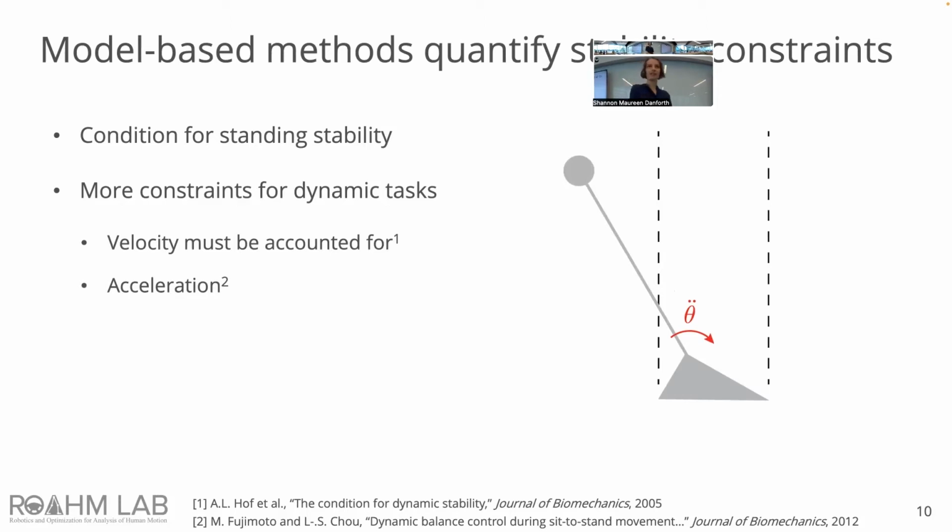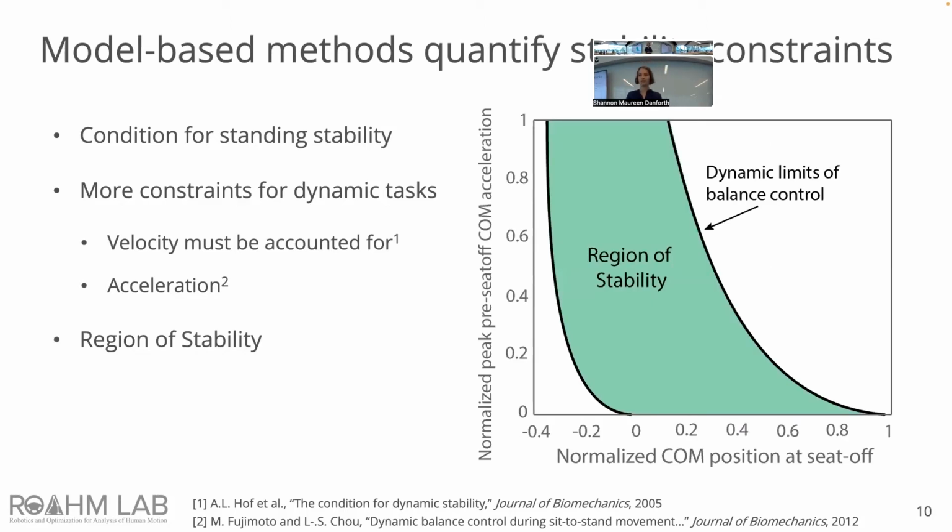And so drawing from this, a research group proposed the region of stability for the sit to stand motion. So this green region shown here represents the set of center of mass positions and accelerations at seat-off during the sit-to-stand motion that lead to successful standing. But this region shown here might not accurately quantify an individual's stability because it only looks at one point in time, and it's also not specific to an individual.